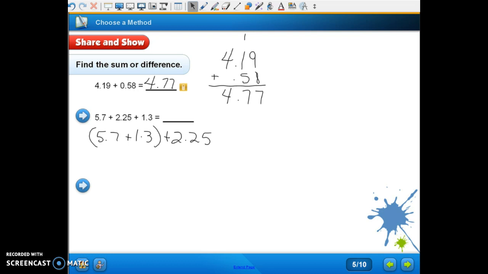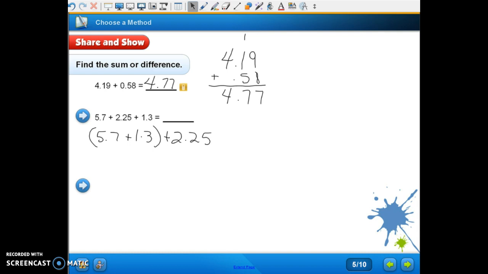Okay, so we took 4 1900ths and we added 5800ths and we got 4 7700ths. Now on number 3 on your paper, you can use the commutative and associative properties here. Why would I put 5 7/10 and 1 3/10 in parentheses, move them, and put them in parentheses? Why did I do that? Because the tenths make one whole.